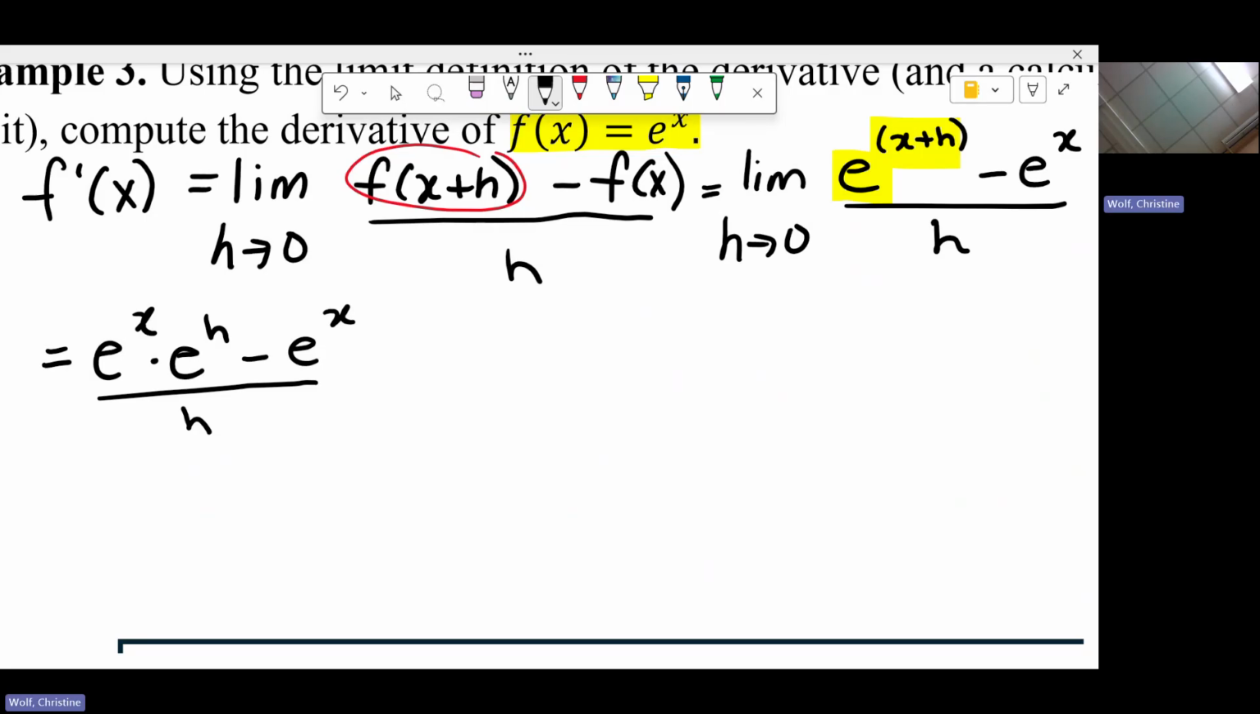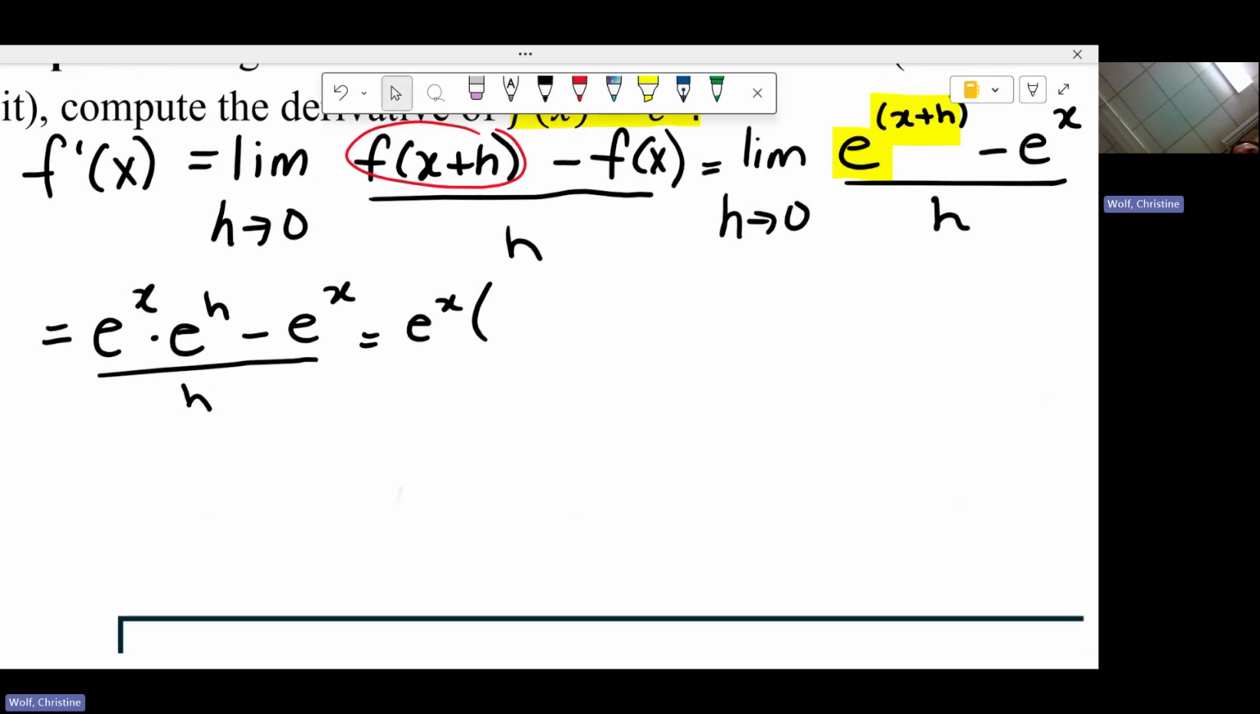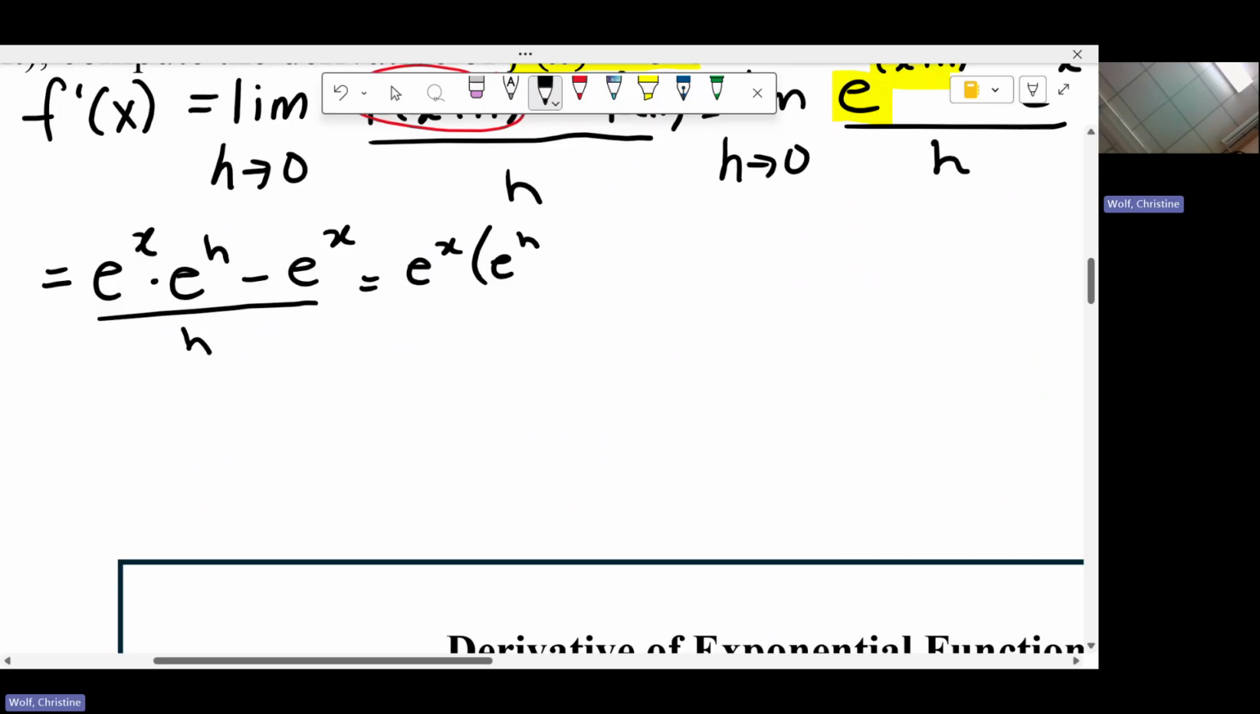Okay, we have to manipulate further. Anybody see something on the top that I can manipulate or take out? Yes. I can take out e^x. I can factor out the common e^x. Very good, Lily. So I'm going to factor out an e^x from each term. When I factor out my e^x from this first guy here, all that's left is e to the h. And then what do I have? Minus 1, right? Because I divided e^x by e^x. And then my denominator is patiently waiting.